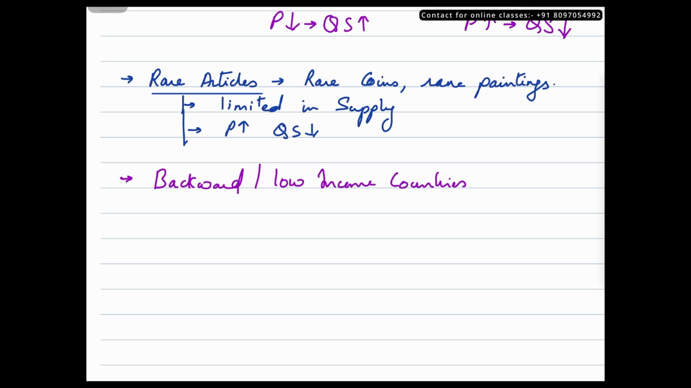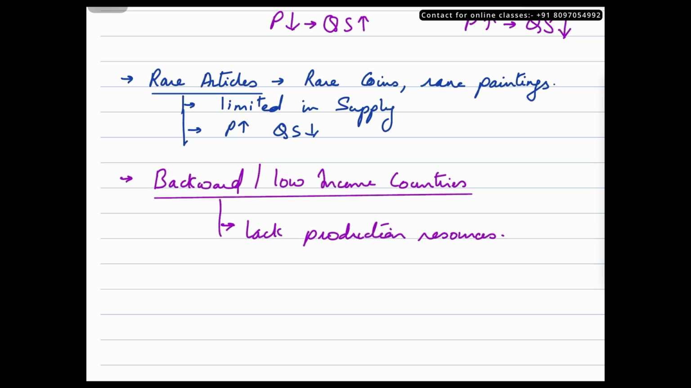Now, how could they violate the law of supply, right? Everybody must be thinking. So, these countries that are economically backward or low income countries, they may not have enough resources to produce. They may lack production resources.